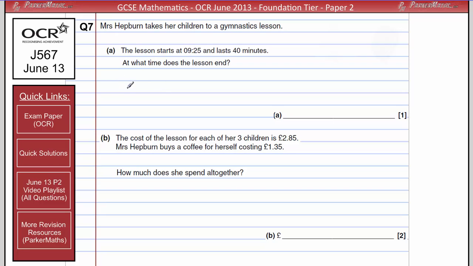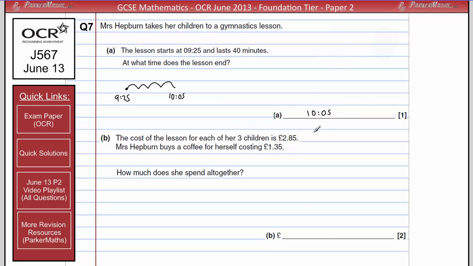So if you imagine doing this in your head, I'll start at 9:25 and I'll go 9:35, 9:45, 9:55, and then instead of 65 I go up to 05, so it becomes 10:05. So the answer is 10:05.